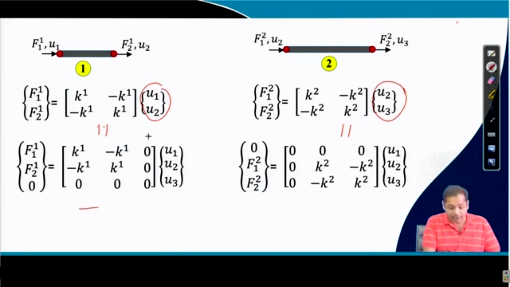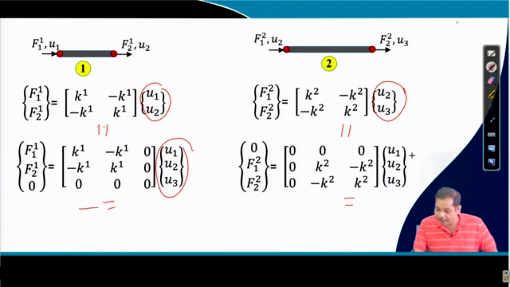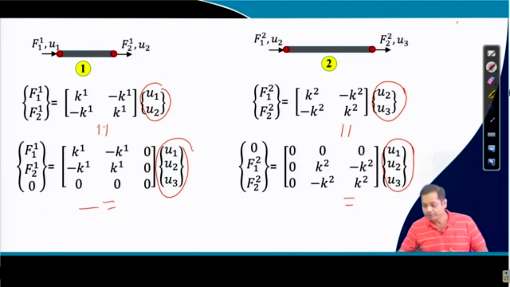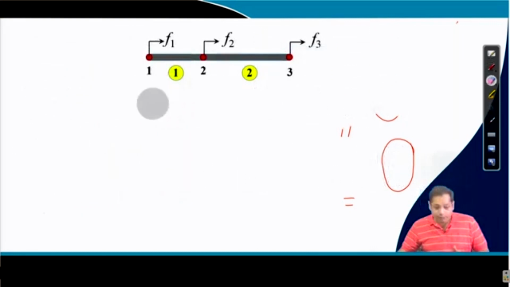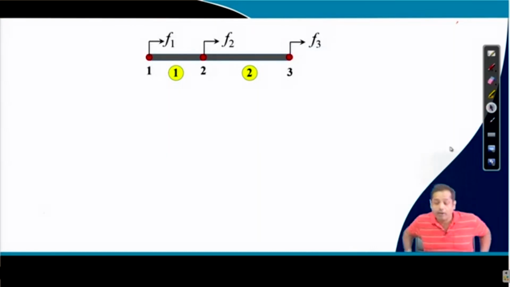But in this, if we write this expression like this and like this, now we can add them, because here also it is U1, U2, U3, and here also it is U1, U2, U3, in a similar order. Okay. Now before we add them, as I just said, when we assemble them, the properties, equilibrium and compatibility, are preserved.